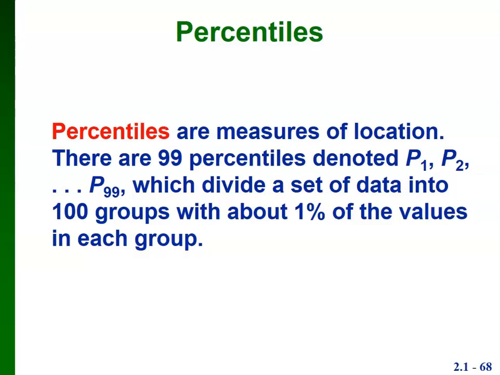Now let's talk about percentiles. These are measures of location. Percentiles divide the data set up into 100 parts. There are 99 percentiles, and usually the way we denote these is with a capital P and then a subscript that tells us which percentile it is. P1 would be the first percentile, P2 is the second percentile, and so on up to P99.